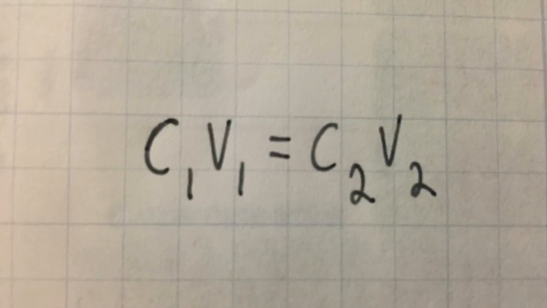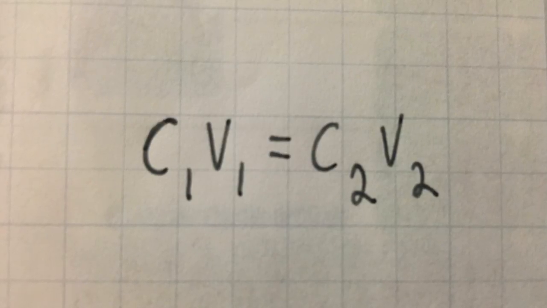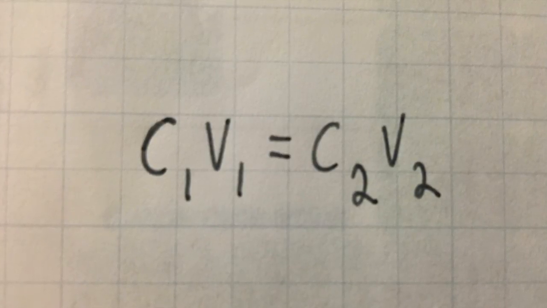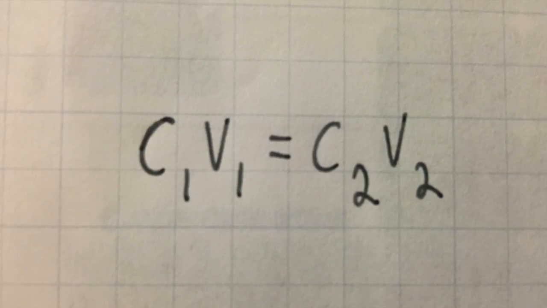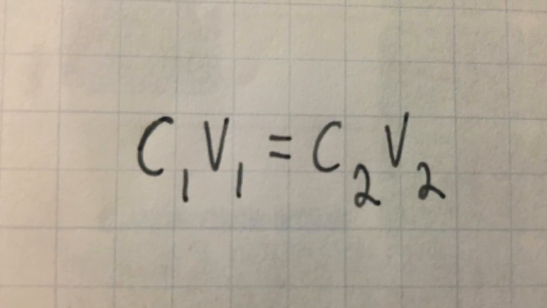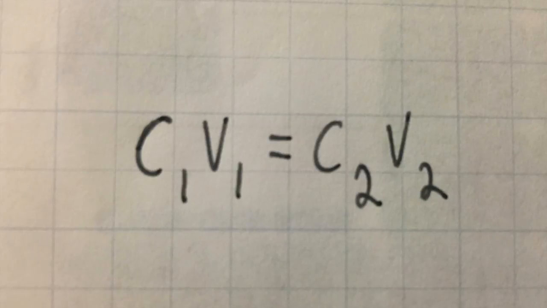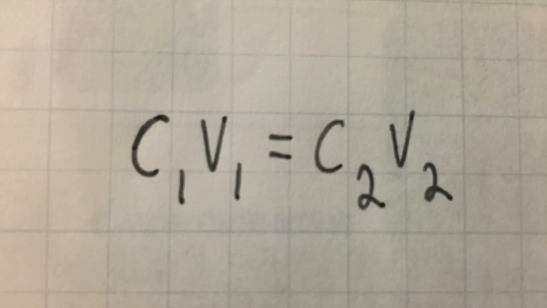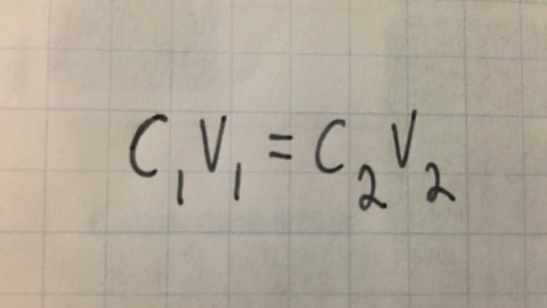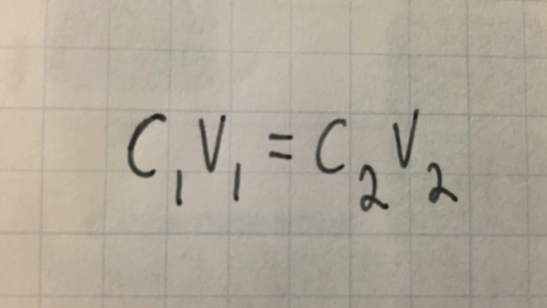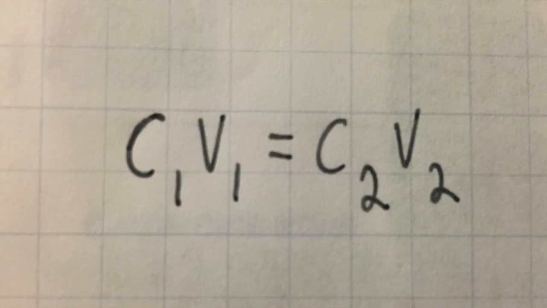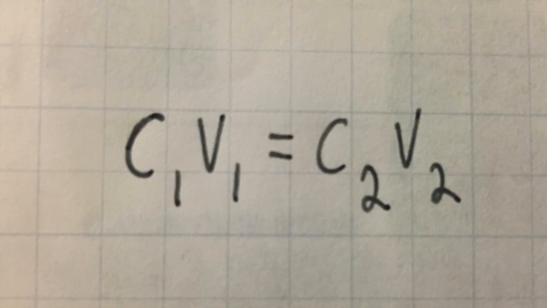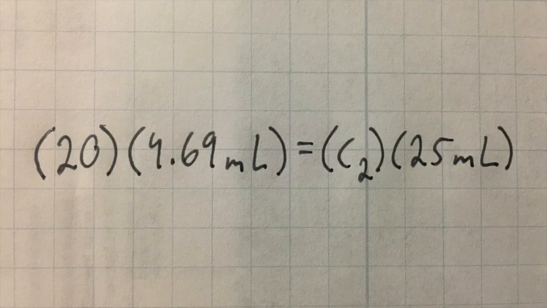C1 represents the initial concentration of our stock solution, which in this case is 20%. V1 represents the volume of stock solution that was in the volumetric flask, which we measured by subtracting the initial volume from the final volume in the pipette. C2 is our variable, and V2 is the amount of total solution in the flask, which is 25 milliliters after we diluted the stock solution with water. This is what the equation looks like once the values from our trial are plugged in.